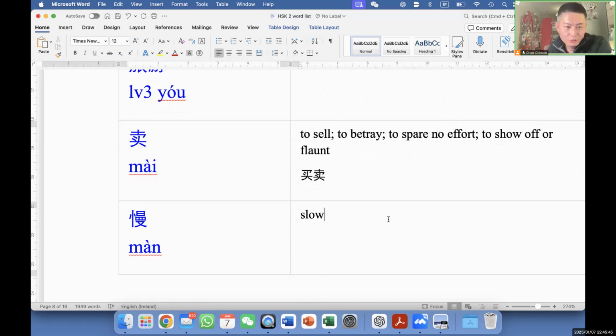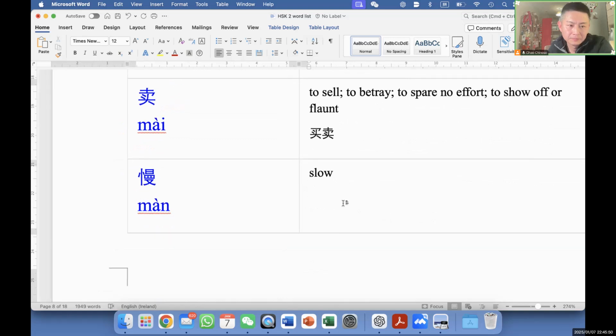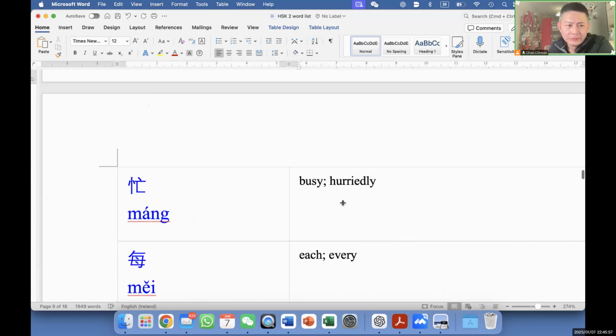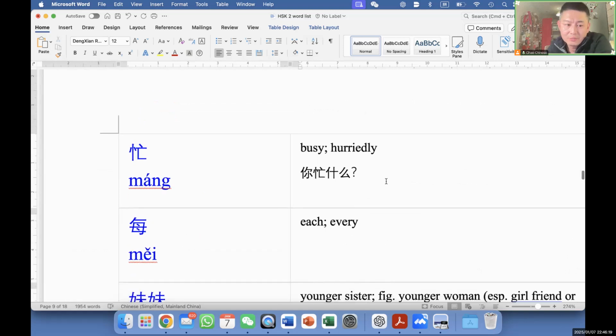Slow is the opposite of fast. Man or slow? I don't know. If you remember that, do you remember the word? 忙 is busy. Hurry to do something. 你忙什么? Remember this sentence. You busy what? Which means what are you busy with? Means like, what have you been doing? Have you been working on something? That's what it means. Usually we use that to greet with other people.